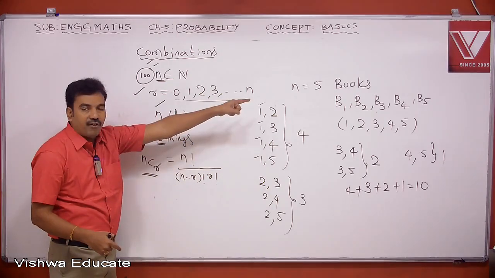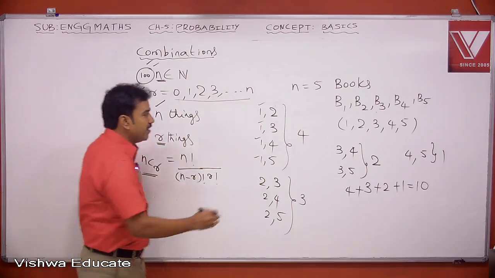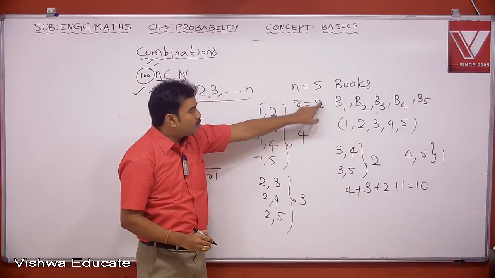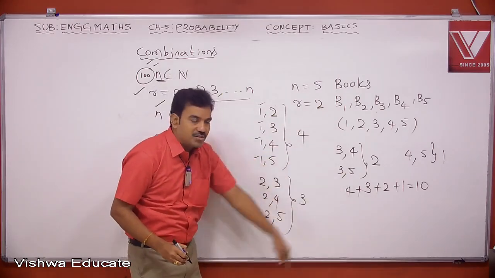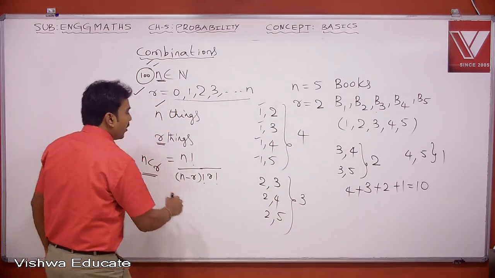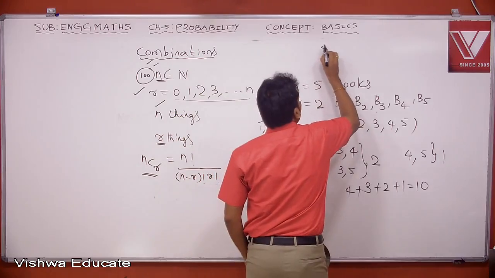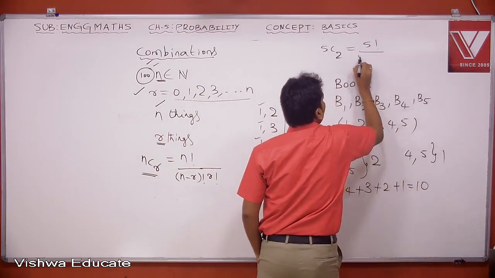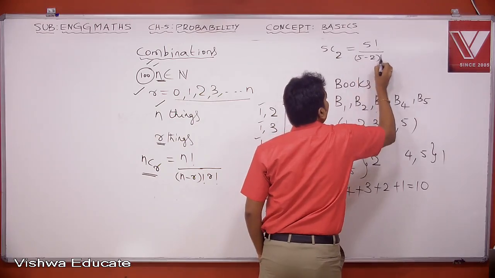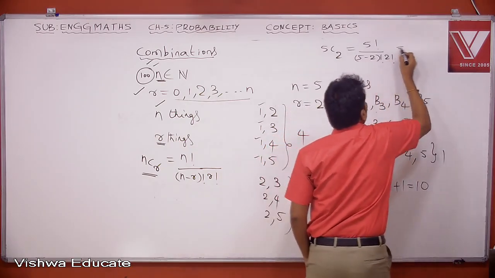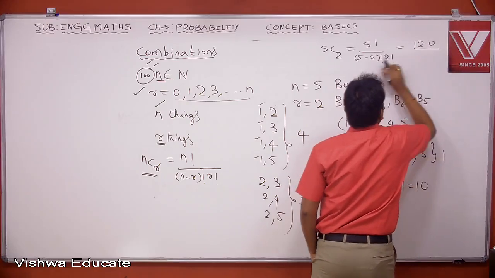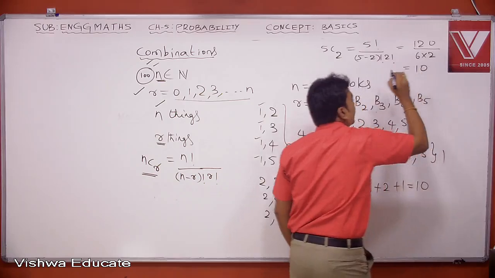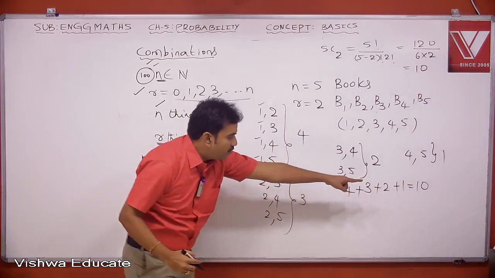Let us see, I have 5 books. n value is 5. Suppose r value is 2. In how many ways can I select 2 out of 5? Totally 10 chances. Now using this formula, this is 5C2. So 5C2 is given by 5 factorial by (5 minus 2) factorial into 2 factorial. 5 factorial is 120. This is 3 factorial, 6, into 2. So totally 10 different ways. So manually we got 10.